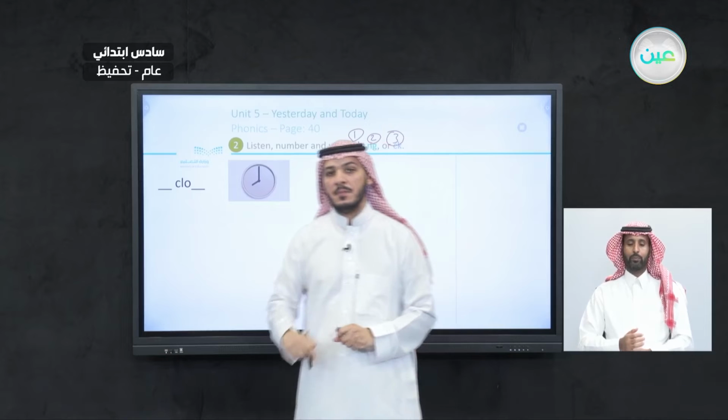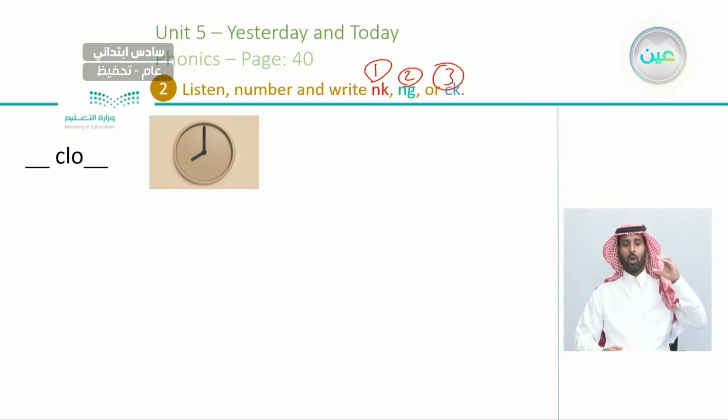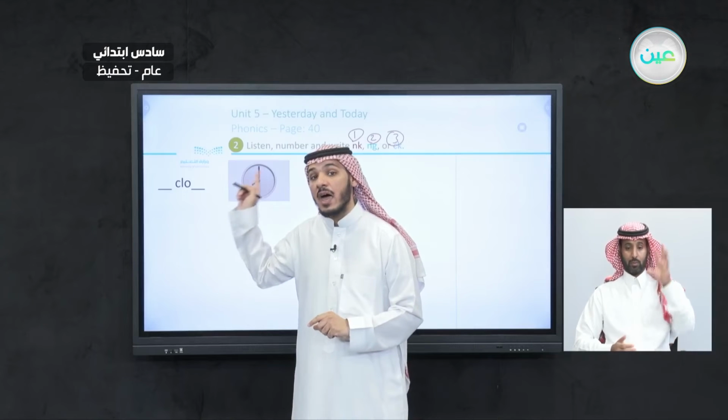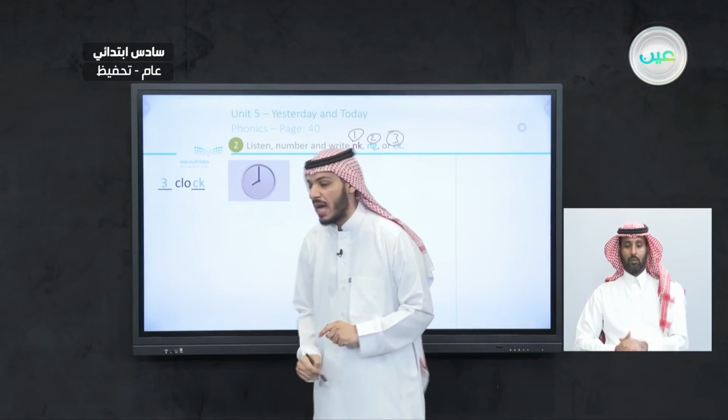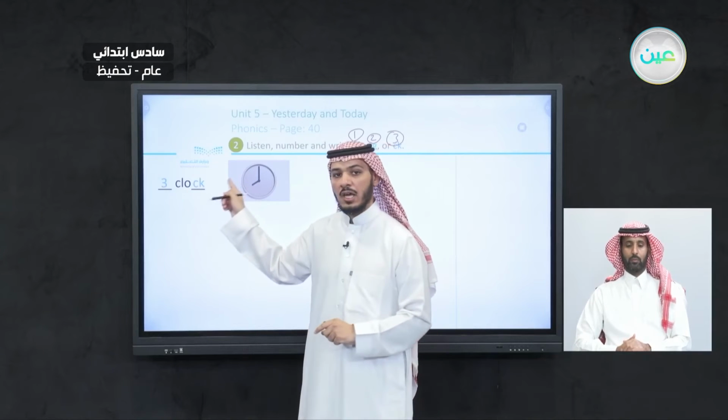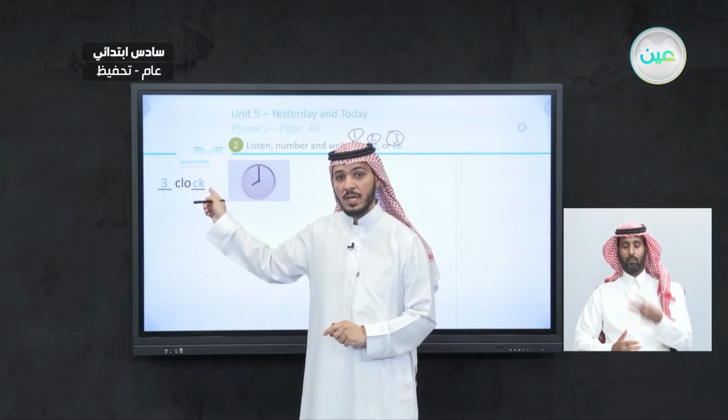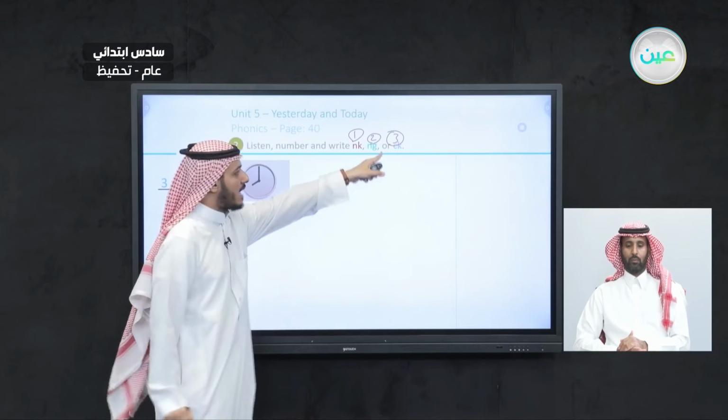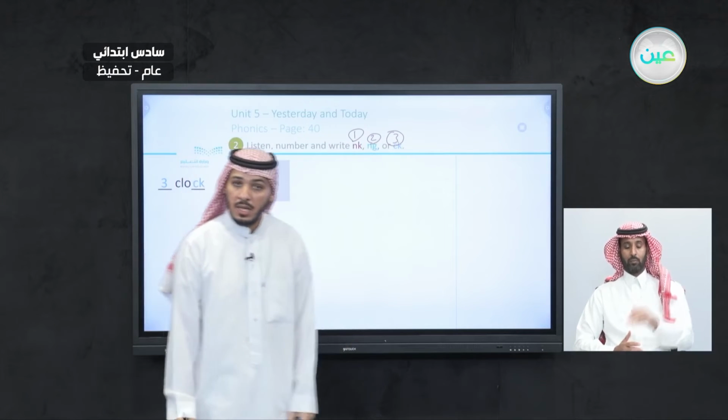Let's listen. 3 clock, clock. Okay, 3 clock, clock. Okay, now we have what? Clock here. Clock. Can you tell me what are the missing letters here? Yes, so we have CK, excellent. And the number is what? Number 3, excellent. So 3 clock, clock. So we have clock here. So this is CK and CK has the number 3.